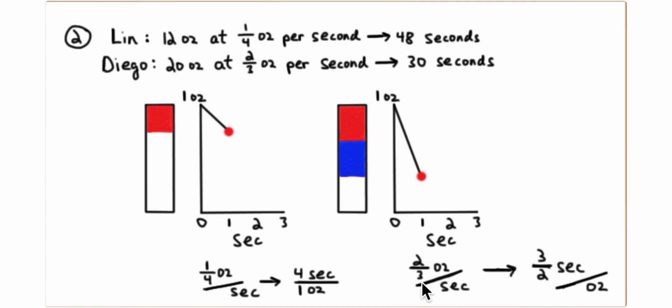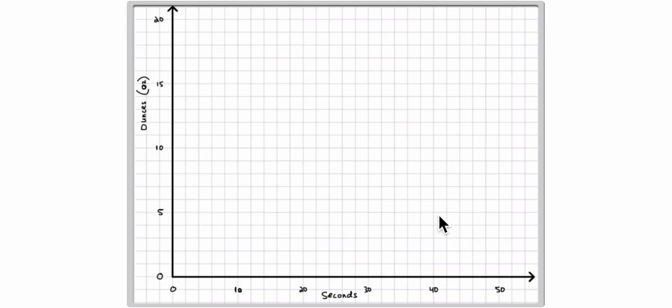So notice once again, if you write the ratio as 2/3 of an ounce per second, then seconds per ounce is the reciprocal, 3/2 seconds. So 3/2 seconds right here per 1 ounce. This whole ounce will be drunk in 3/2 seconds.